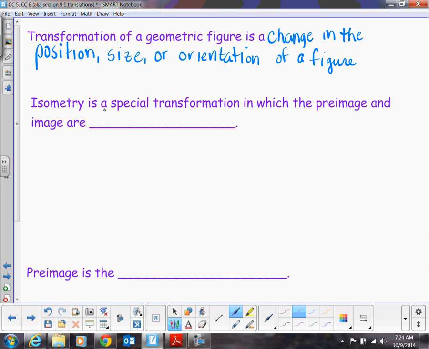Okay, isometry is a special transformation in which the pre-image and image are congruent. And I'm going to put in parentheses same size and shape. So an isometry has not changed any lengths, any angle measures at all.